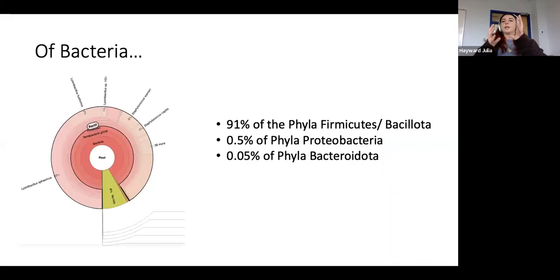All right, so let's narrow in a little bit on that 92% of bacteria that we saw. So from that, we've got some Firmicutes/Bacillota phyla, that's 91% of the bacteria. 0.5% of the phyla was Proteobacteria, and 0.05% was of the phyla Bacteroidota. The rest of the percentage makes up a bunch of bacteria with very low percentile, and they were all gram-negative.